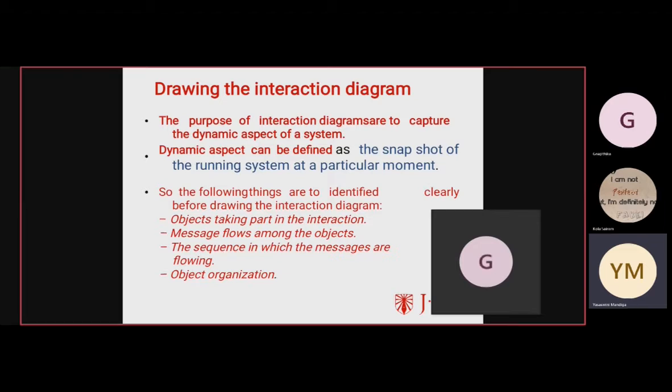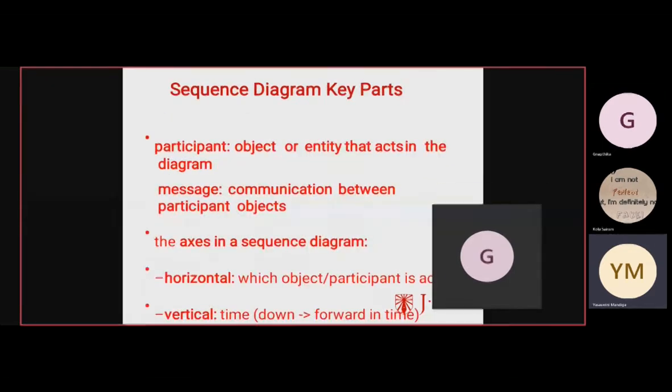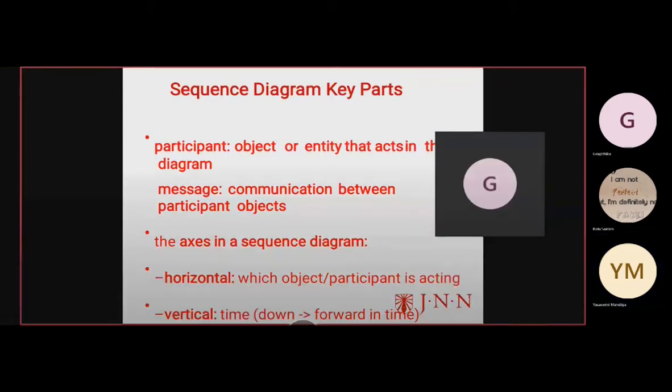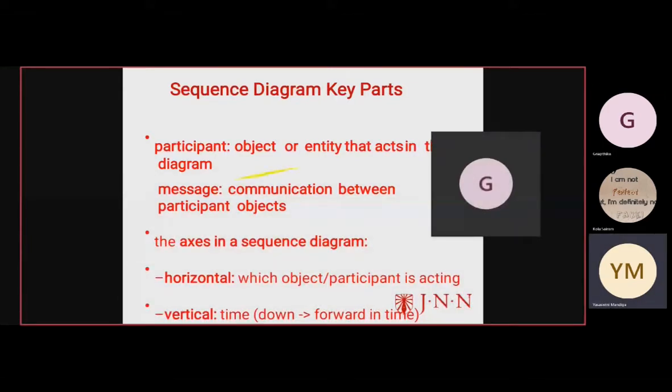So what are the axes in the sequence diagram? One is horizontal, another one is vertical. Horizontal is where the object or participant is acting. Vertical is time, going down forward in time. The sequence diagram dimensions are time and object. From the time point of view, the sequence diagram is all about ordering, not duration. Time is represented vertically: at what time the message is passed, at what time the client receives it, all of this is shown by time.